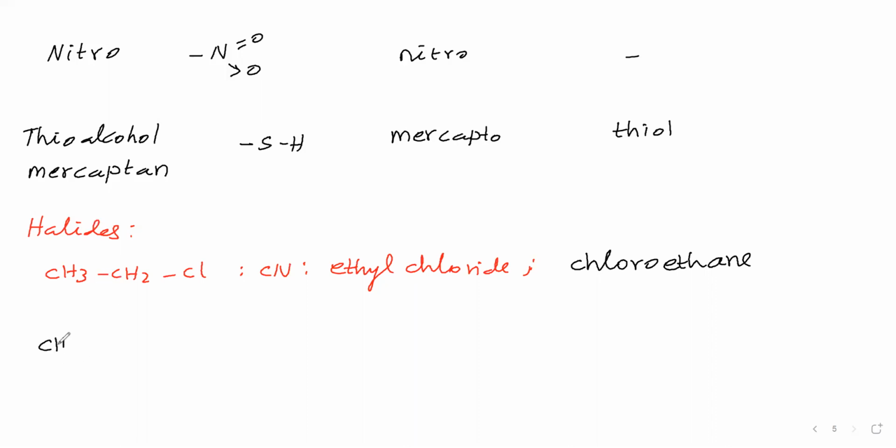Next we will take CH3, CHBr, CH3. For this, we will see the common name. The second carbon has 2 methyl groups, therefore we say iso. And 3 carbon atoms are there, therefore propyl. So isopropyl. Then Br is called bromide. So isopropyl bromide.